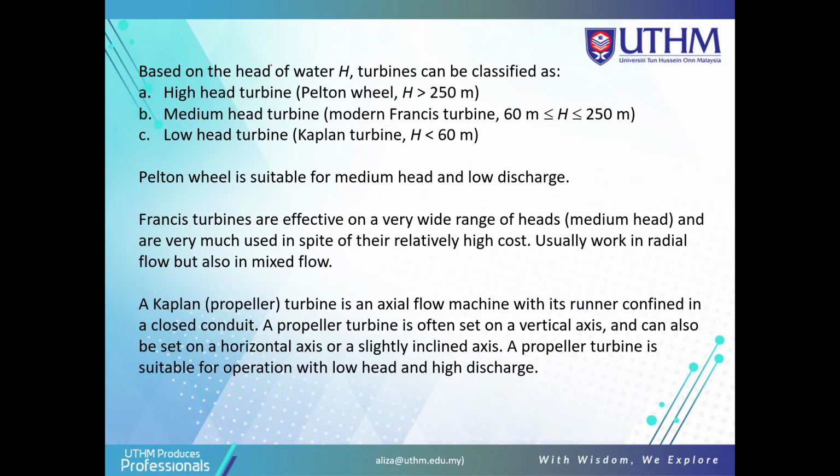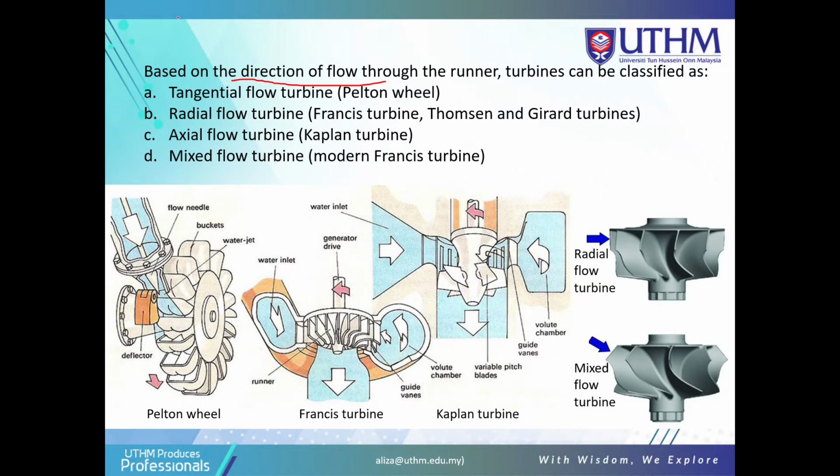Based on the head of water H, which you also calculate, in the next slide, a turbine can be classified as a high head turbine, the Pelton wheel, when H is more than 250 meters. A medium head turbine, the modern Francis turbine, when H is between this range. And a low head turbine, the Kaplan turbine, when H is less than 60 meters. This is based on the head of water; the previous classification is based on the direction of flow.